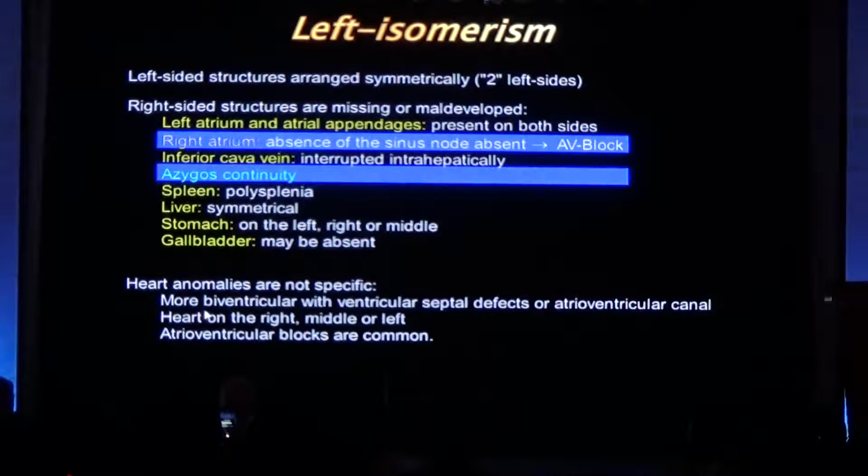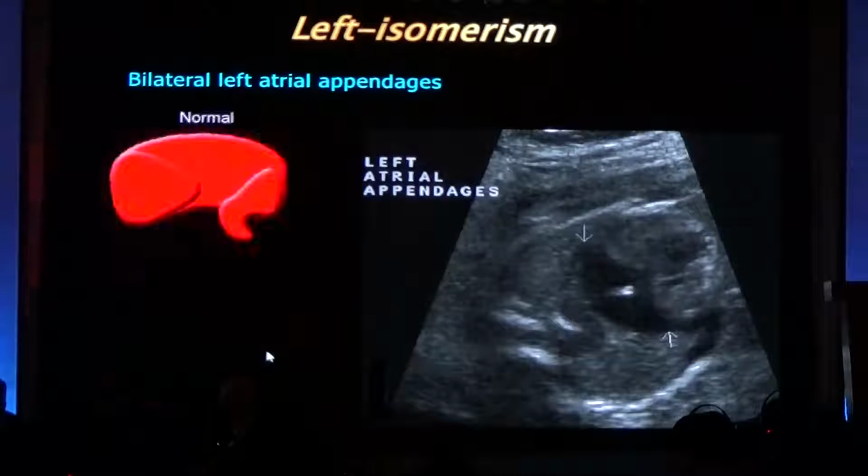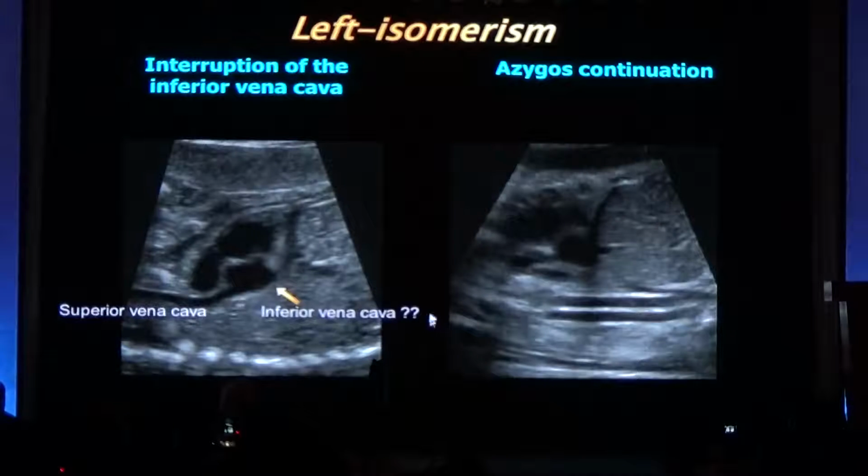The anomalies include biventricular anomalies with ventricular defect, atrioventricular defect that we just discussed earlier, and the heart can be either on the right, in the middle, or on the left. AV blocks are common, so these babies have trouble when they're born. You can look at the atrial appendage. I have shown you this image: superior cava and no inferior cava, very classical.